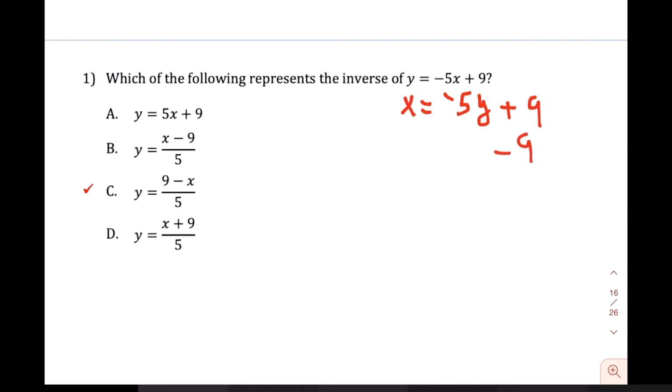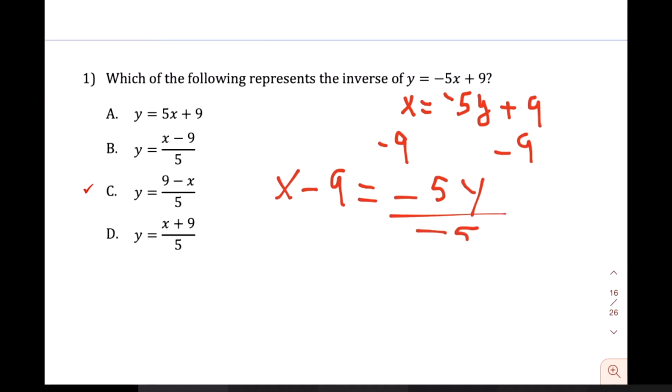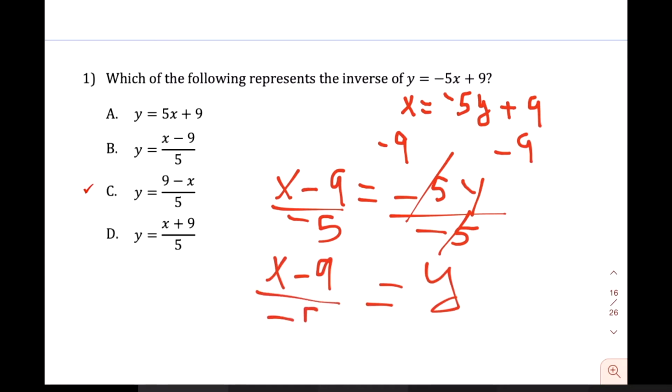So minus 9 minus 9, you get x minus 9 equals negative 5y. And then you divide by negative 5. Divide by negative 5. So what do you get here? You get y equals x minus 9 over negative 5. And then in your answers, you don't have negative 5 in the denominator. As you can see, all over 5.